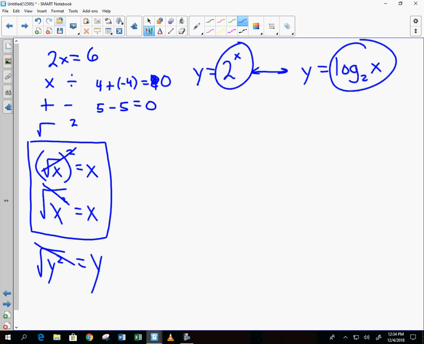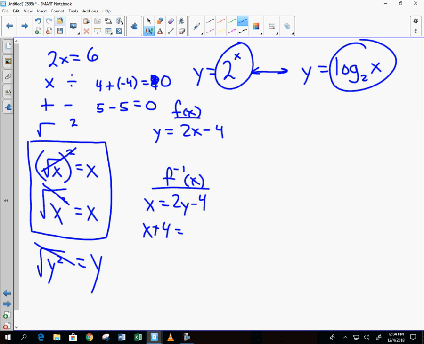Try this. If I have y is equal to 2x minus 4, and this is f of x, do you remember from the previous units how we find f inverse of x? What do we do to find f inverse? We switch the x and the y, right? So you add the 4, x plus 4 is equal to 2y. You divide by 2. So (x plus 4) over 2 is equal to y. So this is the inverse of that.